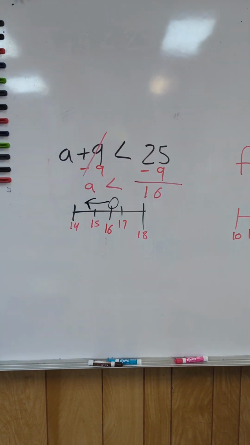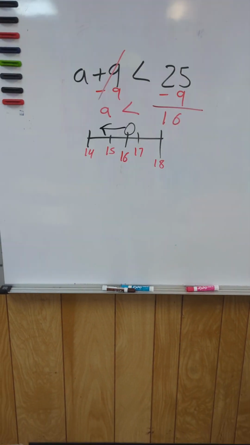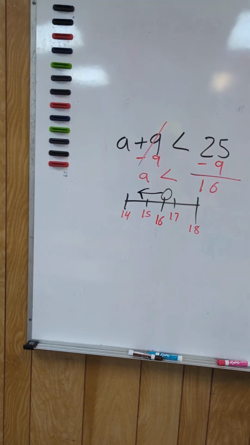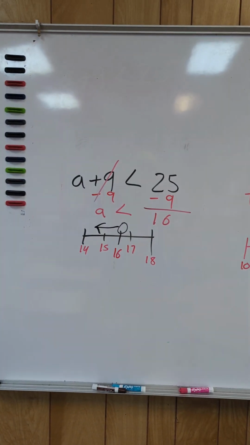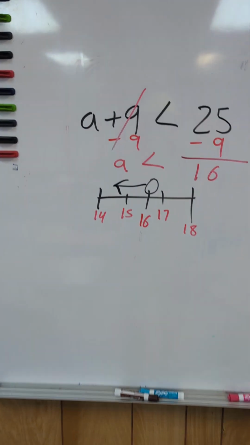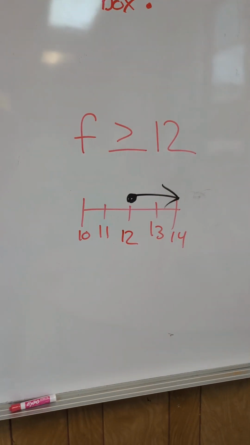So for the ones that have the equations, you do the opposite operation. If it's multiply, you divide. If it's add, you subtract. If it's subtraction, you add. You do that operation to both sides to solve it, and then you graph it. On the other side, you're just graphing.